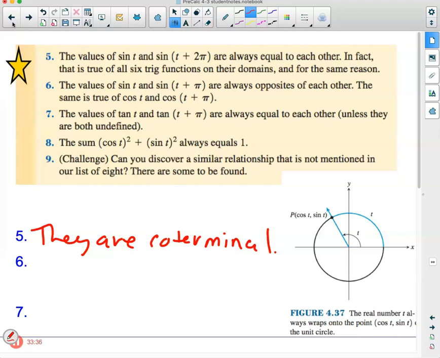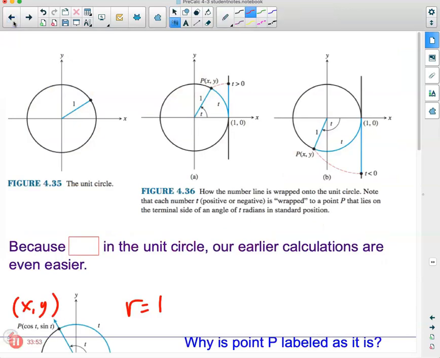Now 6 says, what if we change this to just pi? The values of sine of t and sine of t plus pi are always opposites of each other. The same is true for cosine of t and cosine of t plus pi. So now this point is over here.